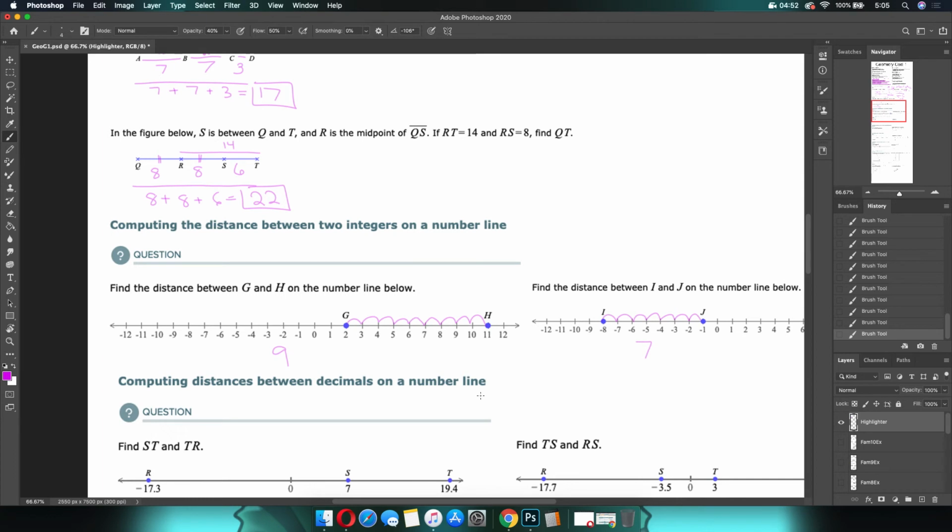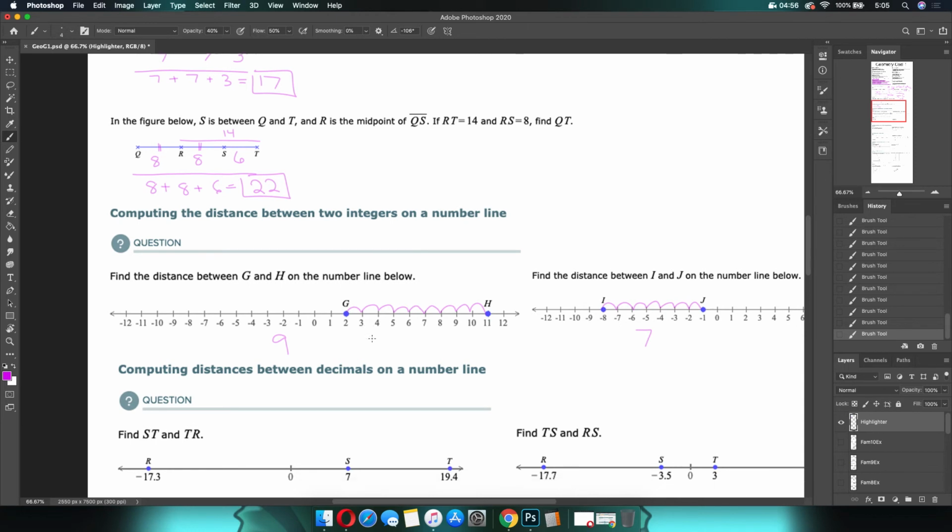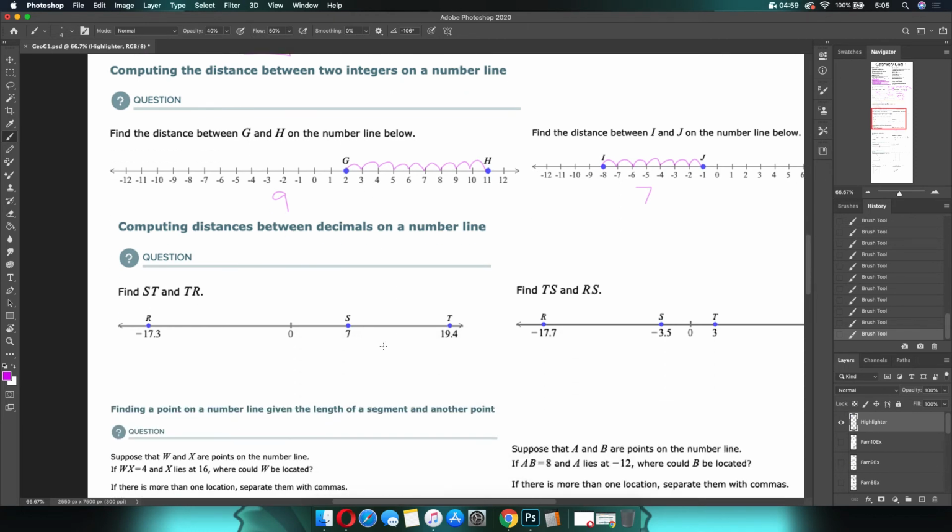So what happens then if they give you a number line, but they don't label it exactly as neatly as that? Here we go. So let's see here. We want to find two things. We want to find ST, and again, there's no segment on top of it, so this is the measure, and we want to find TR.